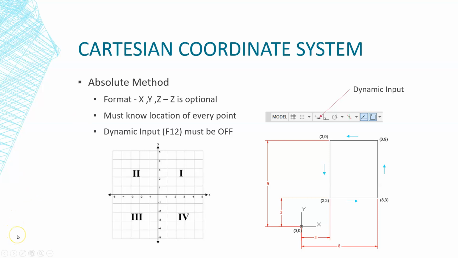All right, so let's go ahead and jump into AutoCAD real quick, and we're going to make this little box here, just like it shows here. And then we're going to also create something in another quadrant, just to make sure we know what we're doing.